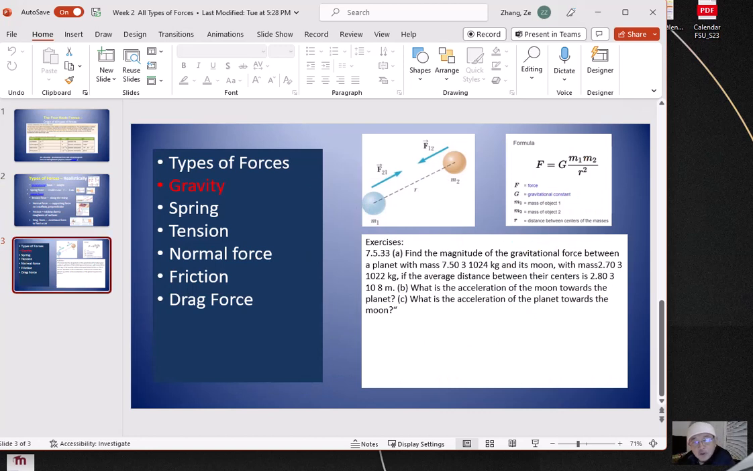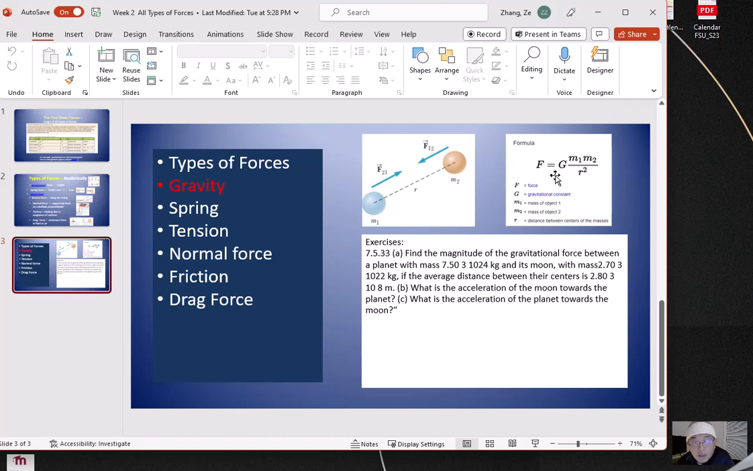Gravity is a universal attraction between any two objects. They attract: A attracts B, B attracts A. Newton found this out. The formula he proposed is this: the force magnitude is proportional to the masses m1 and m2, and the strength is inversely proportional to the distance between the two objects squared.